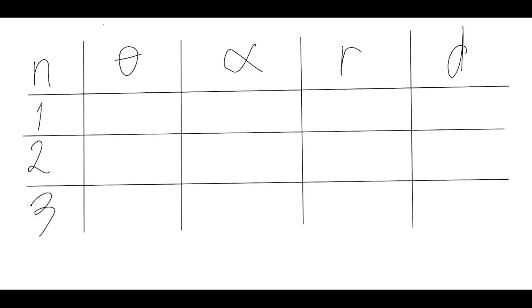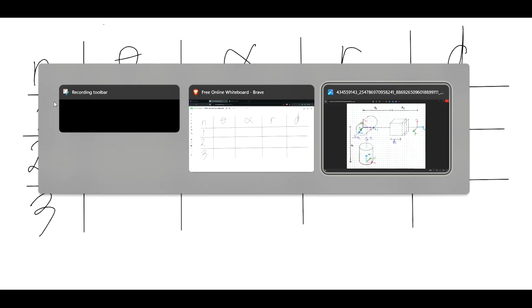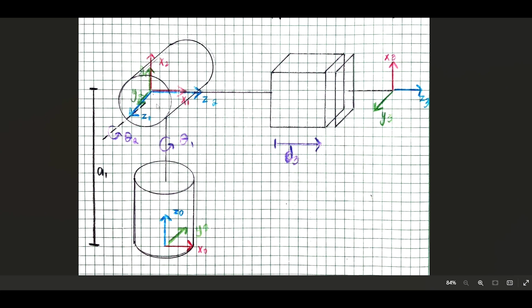The first row, which is this, refers to both frame 0 and frame 1. The definition of these parameters when constructing the DH parametric table will be shown in the picture.